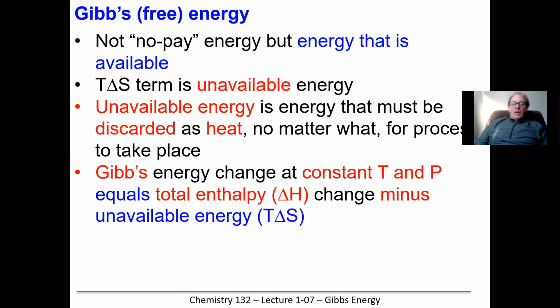So Gibbs free energy at a constant temperature and pressure always equals the total enthalpy minus the unavailable energy, which is T delta S. So delta G equals delta H minus T delta S.